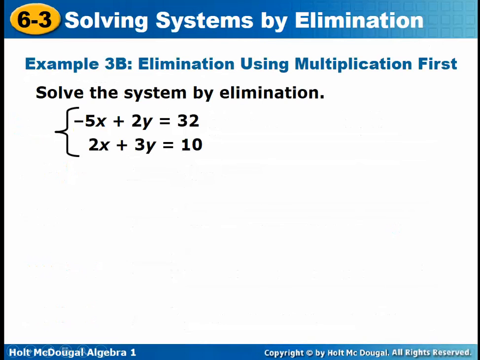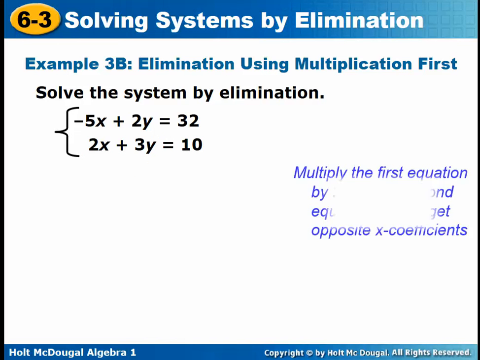All right, let's look at an example step by step. So here we have -5x plus 2y equals 32 and 2x plus 3y equals 10. So I've got a -5x and a 2x, those can't be eliminated yet, and a 2y and a 3y, those can't be eliminated yet.